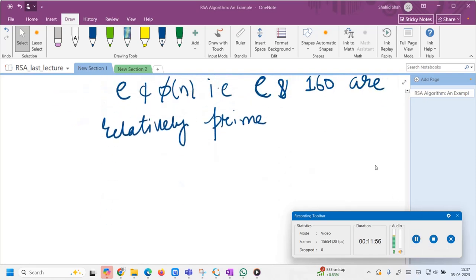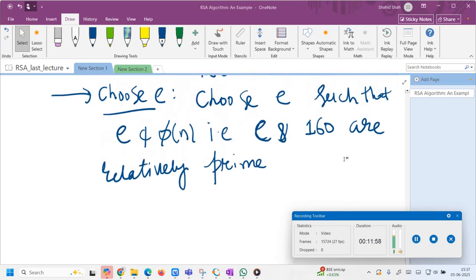Choose E such that E and the totient phi of n, that is E and 160, are relatively prime. So there will be many such numbers. For example, if we choose E equal to 7, again we are choosing deliberately a smaller number so that we are able to demonstrate it here. Otherwise, practically we will take large numbers.